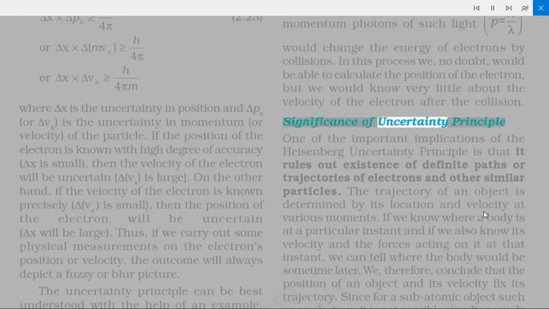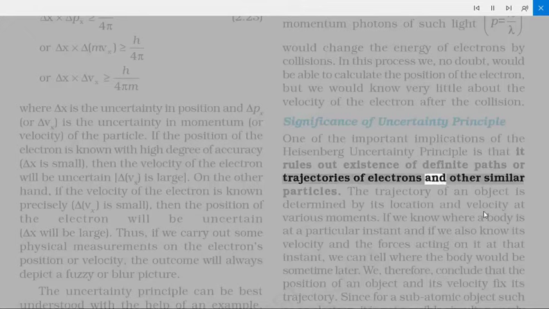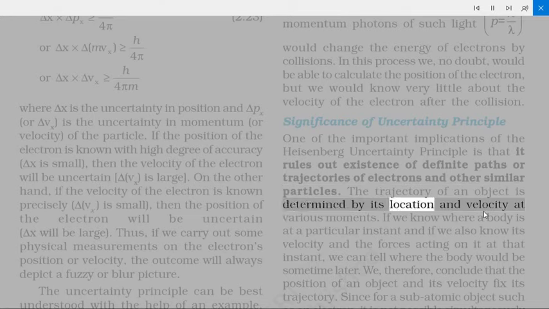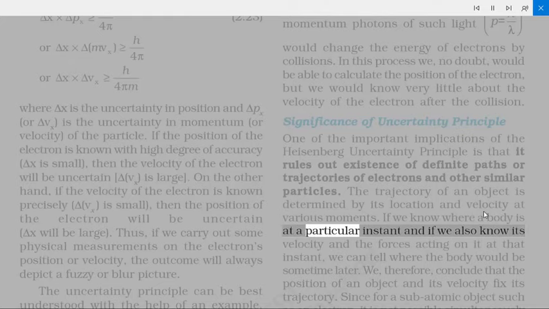Significance of uncertainty principle. One of the important implications of the Heisenberg uncertainty principle is that it rules out existence of definite paths or trajectories of electrons and other similar particles. The trajectory of an object is determined by its location and velocity at various moments. If we know where a body is at a particular instant and if we also know its velocity and the forces acting on it at that instant, we can tell where the body would be sometime later. We, therefore, conclude that the position of an object and its velocity fix its trajectory.